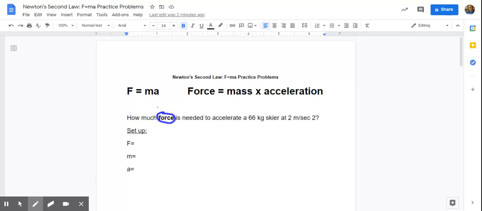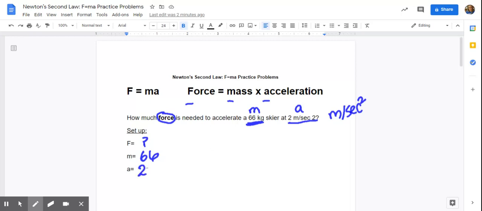So what I'm going to do is identify each of these: force, mass, and acceleration, and just put them down here. Force, I don't know, so that's my question mark. 66 kilograms. This right here, kilograms, tells me that it is mass. And the 2 meters per second squared, that's what it should look like. That is a unit for acceleration. So I know that this is my acceleration.